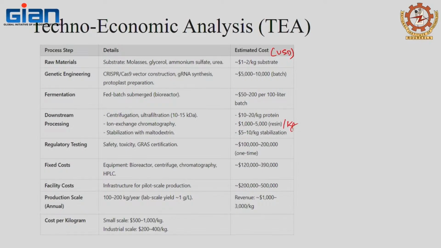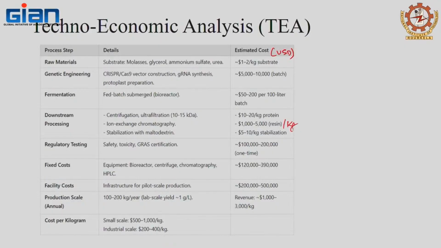So there are certain limitations. That's all. For small scale, the cost is almost 500 to 1000 US dollars per kilogram. Whereas in the case of industrial scale, we can reduce it, because most of the cost can be cut down since we are producing in a larger amount. So almost 200 to 400 dollars per kilogram. That's the expected cost. We cannot say exactly that it will be the cost, so it will vary with respect to other conditions.